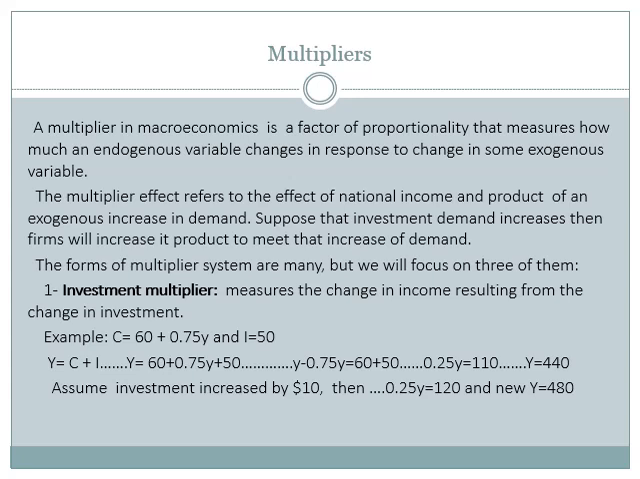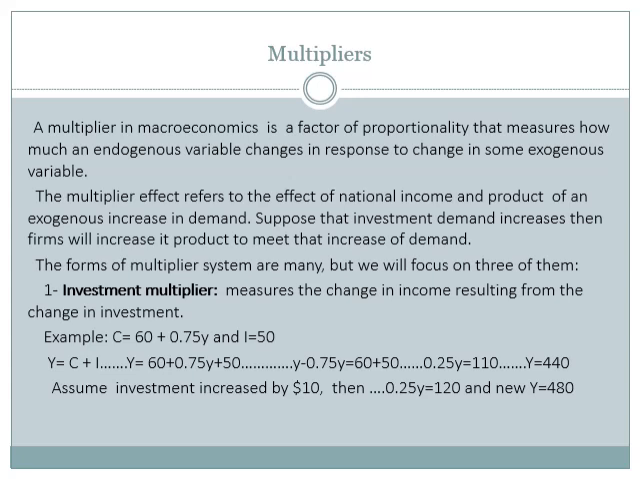An endogenous variable changes because of external variables. How does it multiply? It multiplies in a negative or positive way. The multiplier effect refers to the effect on national income and product of an exogenous increase in demand, the impact of demand on national income and national product.